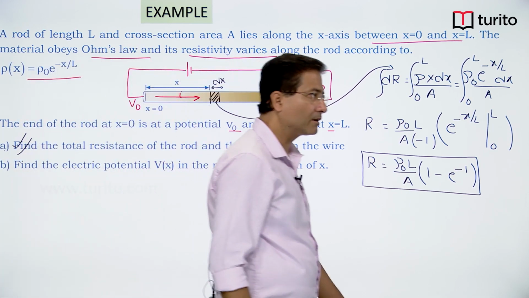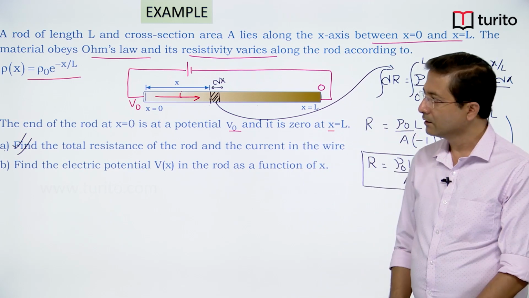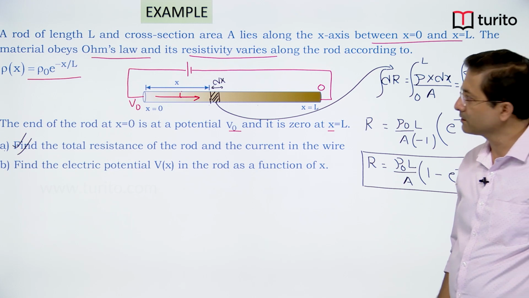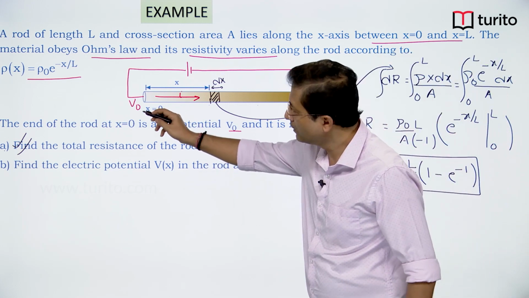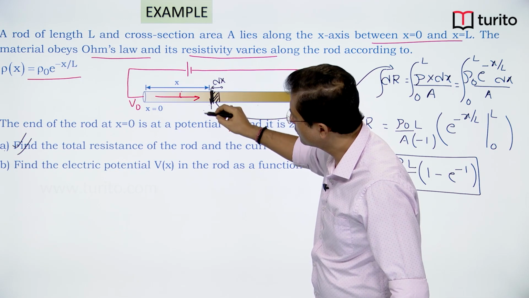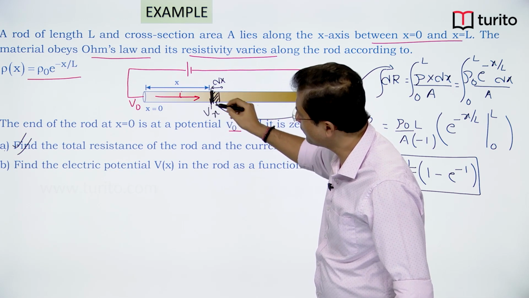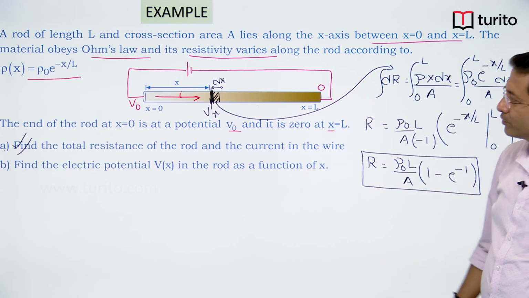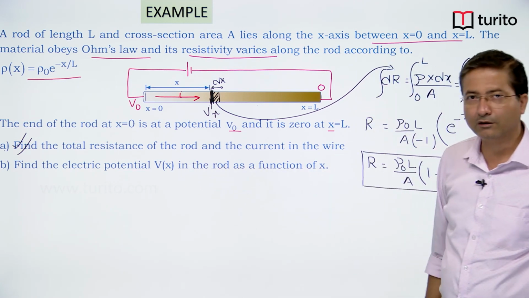Now, look at the second part. Second part: find the electric potential in the rod as a function of x. If here the potential is V0, what would be the potential here, I want to find out. Let us call it Vx. I want to find out Vx. So, the electric potential Vx we need to calculate.